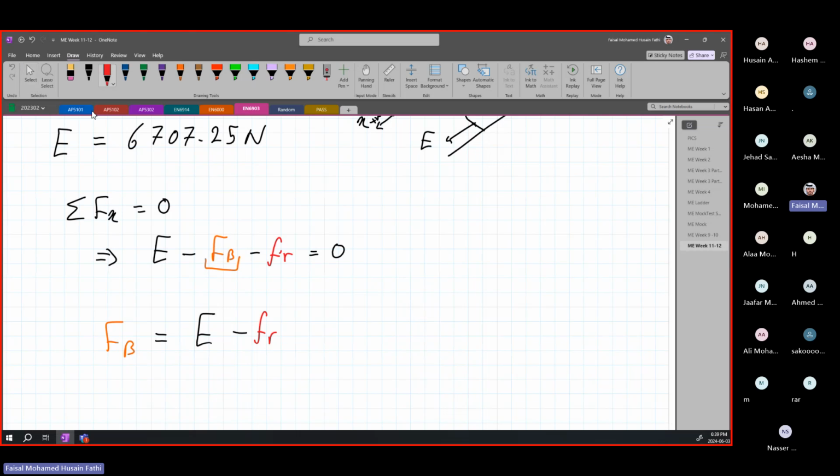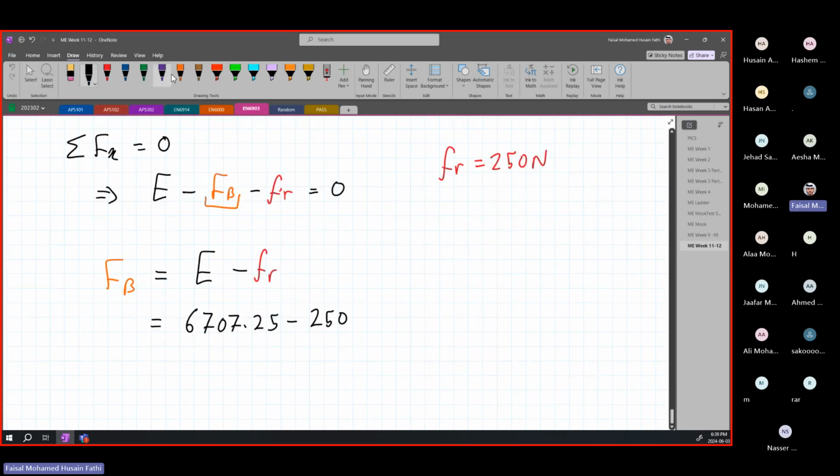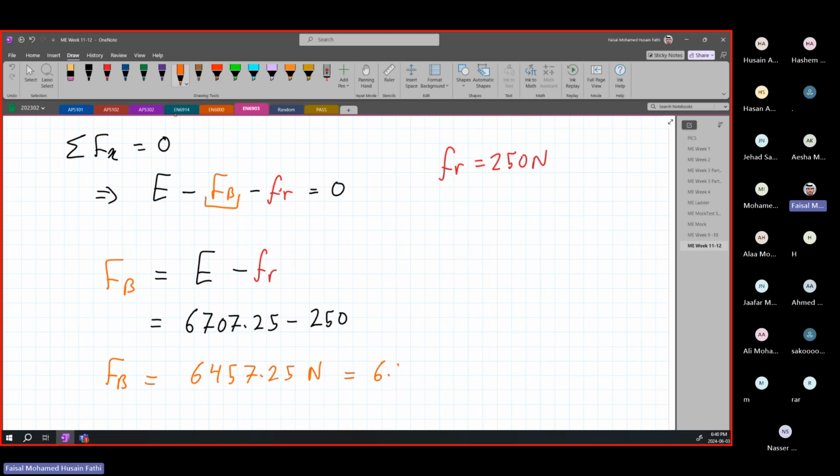So in other words, it is equal to 6707.25. And remember, our friction force was given to be 250 newtons. So minus 250. Our braking force FB is equal to 6457.25 newtons, or you can say that this is equal to 6.46 kilonewtons.